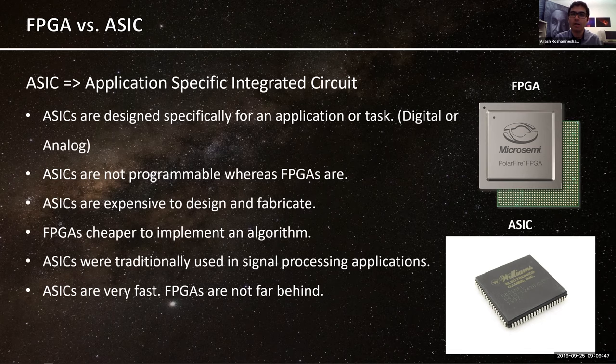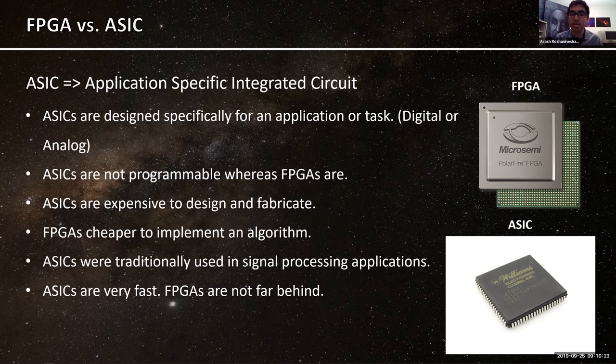They look very similar. They are semiconductor devices. They have many pins. But an ASIC is designed specifically for an application or task. It can handle both digital and analog, and it's not programmable. So you cannot change your ASIC chip. If you want to use an ASIC for a new application, you have to design it from scratch. You have to design a new ASIC chip. So this makes it very expensive to have an ASIC chip.